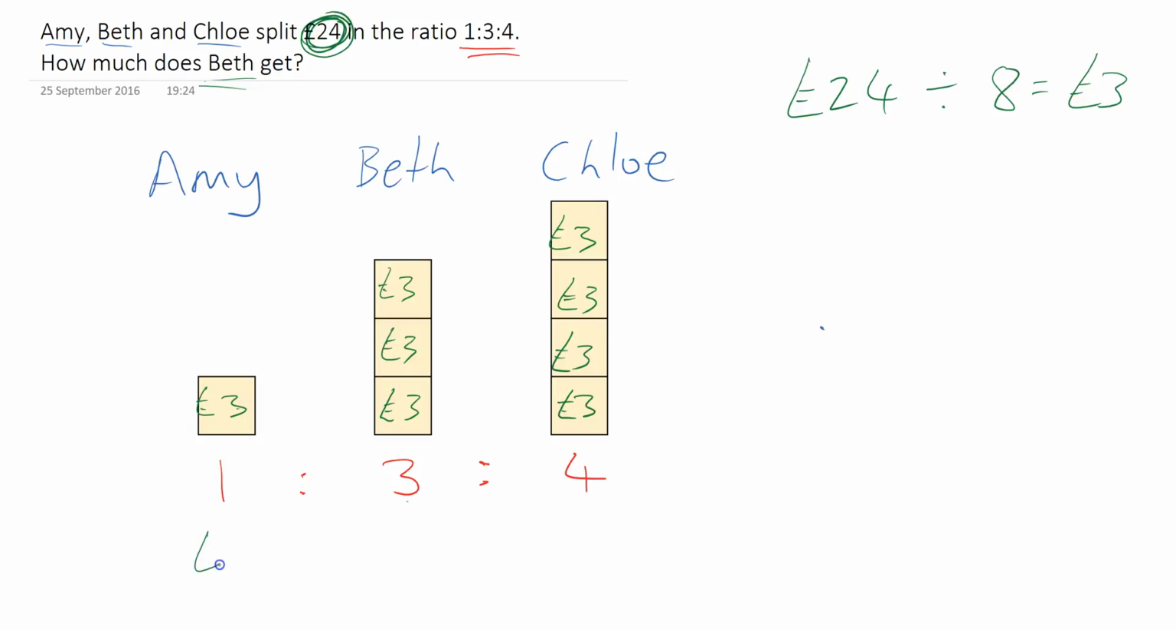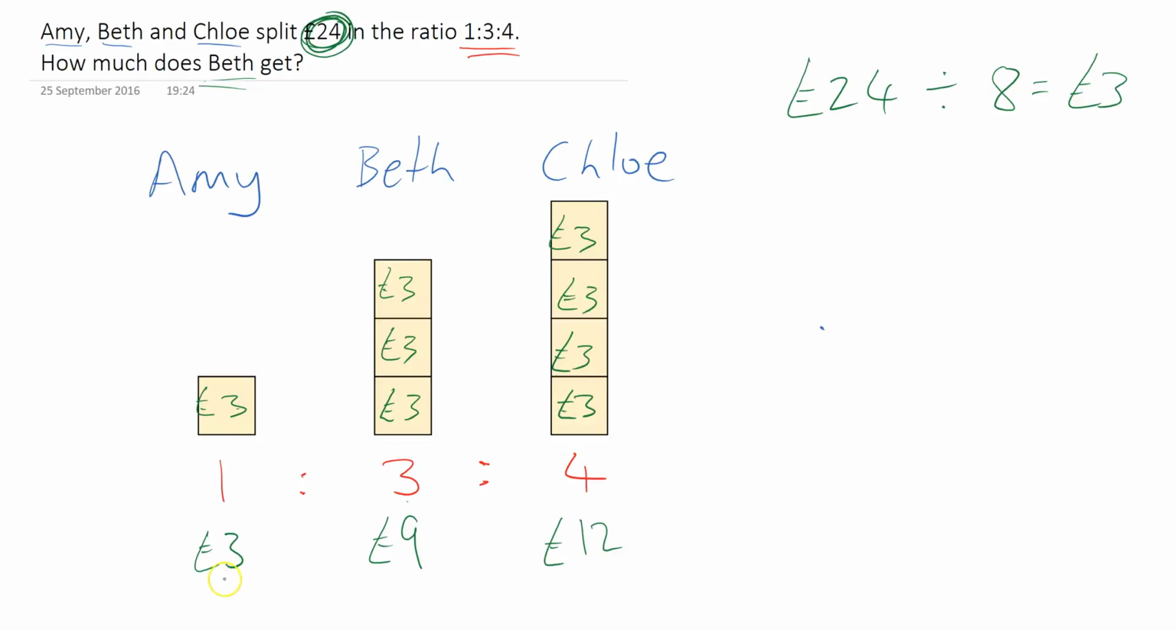So what we can actually do is total up all these. The total of all these boxes is 3. The total of all these 3 boxes, 3 plus 3 plus 3 is £9, and the total of these 4 boxes is 4 lots of 3, which is £12.